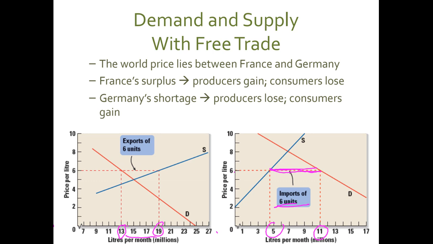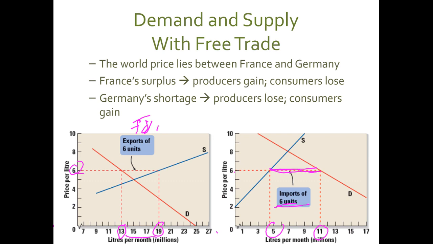Okay. Now, if you look at these two diagrams, there are basically four groups. Number one, producers and consumers in France, and producers and consumers in Germany. So let's first consider France. Producers in France, they're happy. Why are they happy? Because they are now selling more units at a higher price. They are making money. So they are always in favor of free trade.